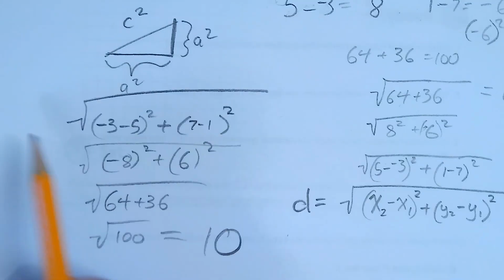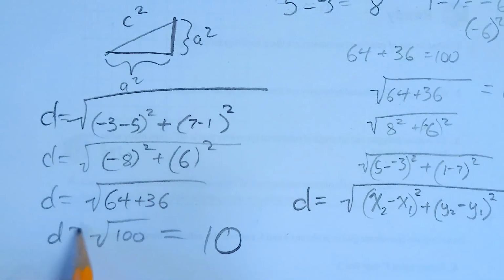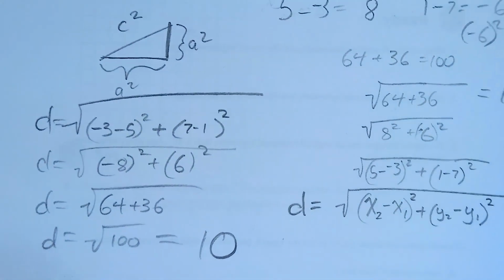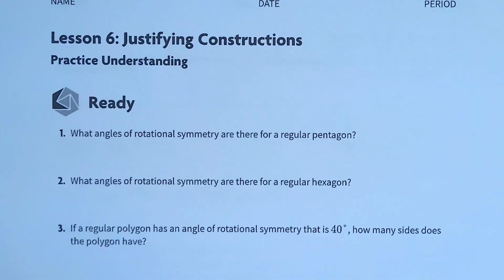Oops. So D equals, this was the distance formula. I should have had the little d equals this whole time. D equals 10. That's called the distance formula. I think I might have just called it the slope formula. Okay, what do we got today?